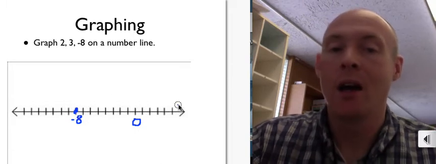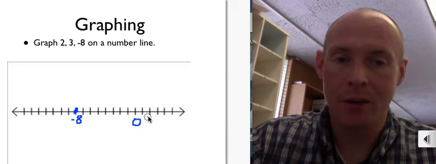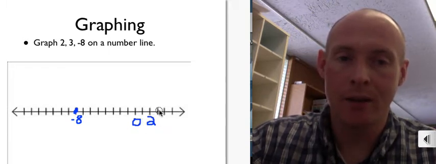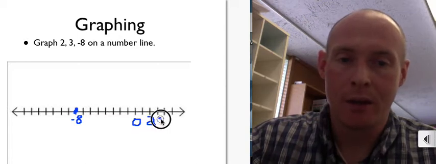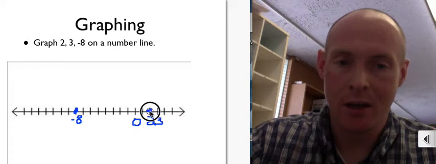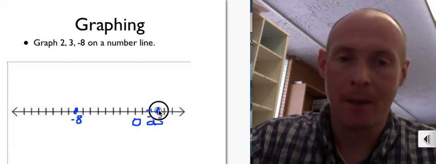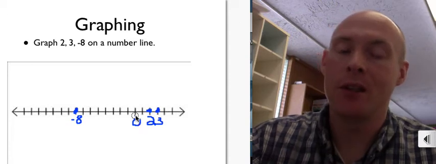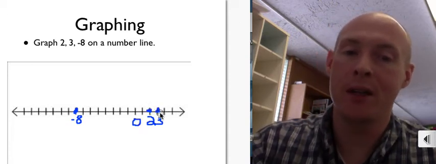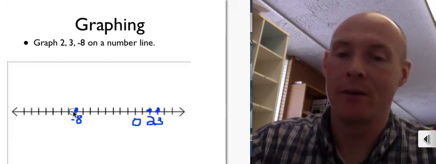Perfect. I also have to graph 2 and 3. +1, +2, +3. And how I'm going to mark them on the number line is with the dark circles right on the line. So I can look and see, there's my 0, +1, +2 is marked, +3 is graphed, and -8 is graphed. Perfect.